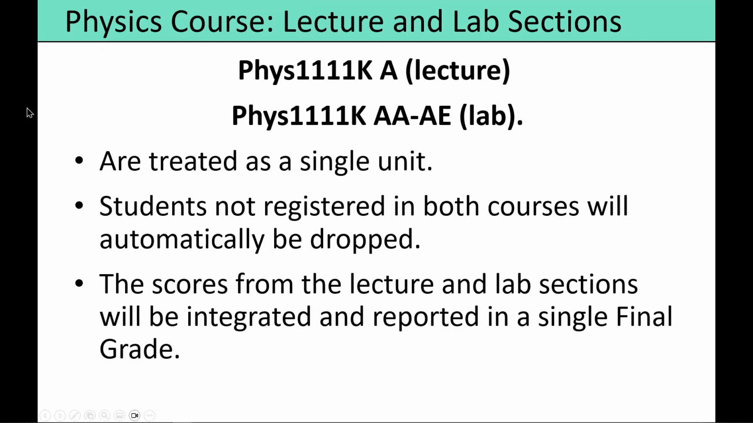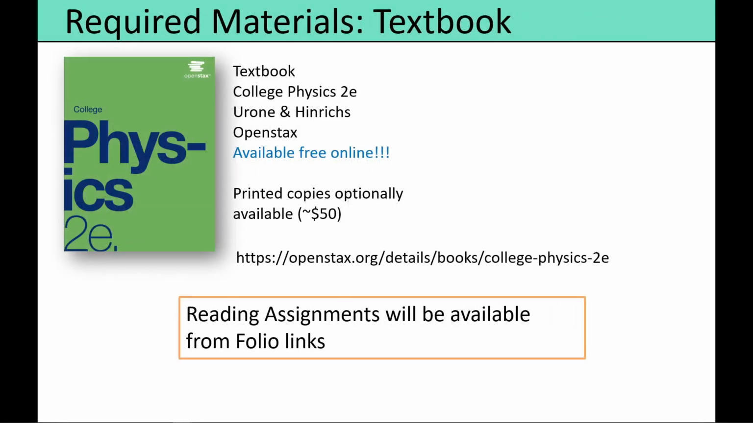So by the end of the semester, you will have in Wings one grade that corresponds to the weighted scores obtained in the lab and lecture sections. The materials that you will need, well, essentially we need a textbook. The textbook is available for free on the web. You can access this book online. You can access the book on an app that is ready for cell phones. The app is actually really nice.